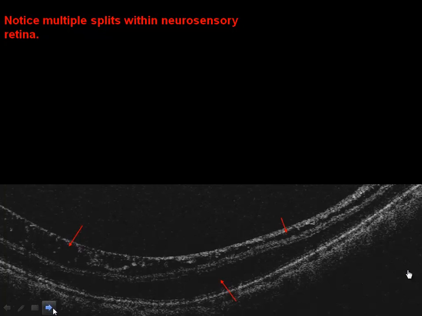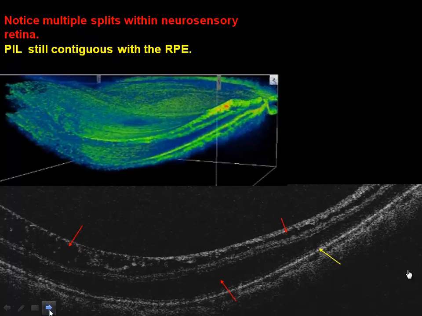I'm presenting some of these, as I'll show you in a couple of moments, at ARVO in 2 weeks, because we have 15 of these cases, and none exist in the world literature, at least the ones around the optic nerve head, as we'll see in just a couple of moments. This one is still below the macula, and you can see multiple splits within the neurosensory retina. The PIL is still intact, and the PIL corresponds to the retinal pigment epithelium.